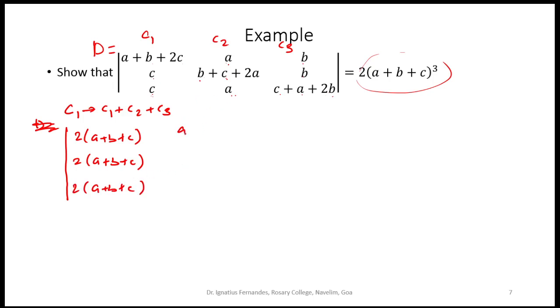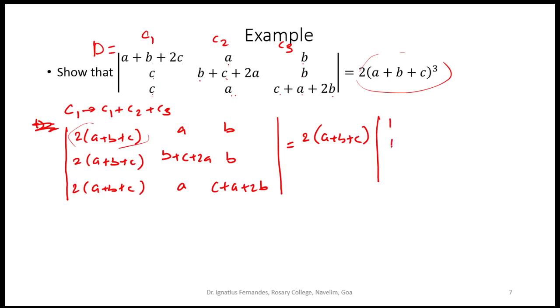Column 2 as it is, so I have A, B plus C plus 2A, and I have B, I have C plus A, C plus A plus 2B. Okay, so what I can do is, you will see that this is a common term in all the terms in the first column, so I'll take it out. So 2 into A plus B plus C is common. What remains inside is 1 1 1. I have A, B plus C plus 2A and A here, and I have B and C plus A plus 2B.